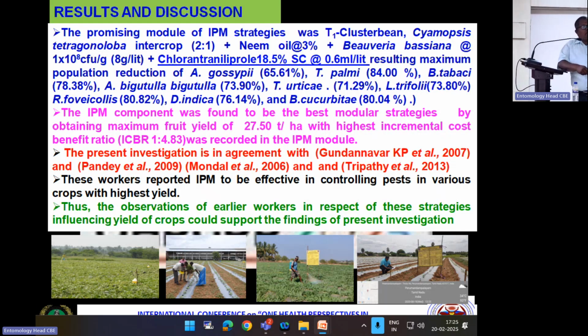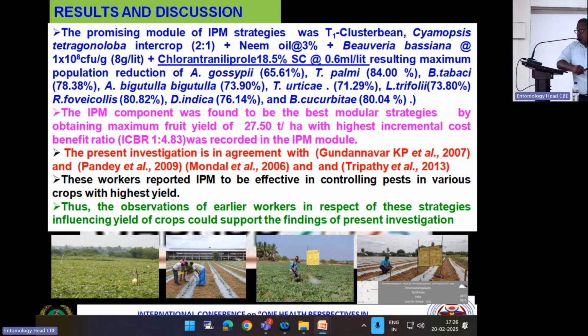Among the treatments, the first one is cluster bean plus neem oil plus the biorational pesticide Beauveria, then need-based application of chlorantraniliprole, which is the best method for reduction of pests in the watermelon crop. I also analyzed the residue level. Residues were below the detectable level in this trial crop.